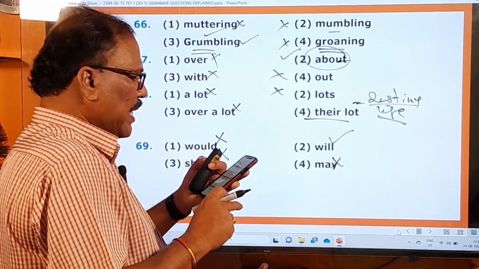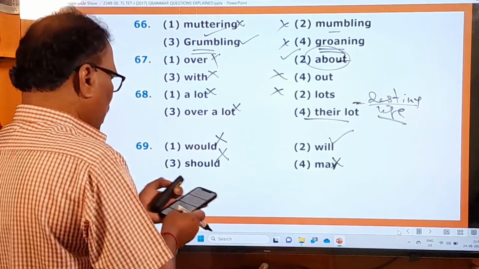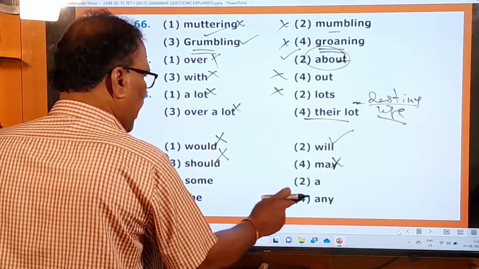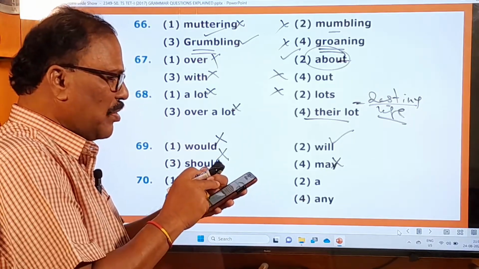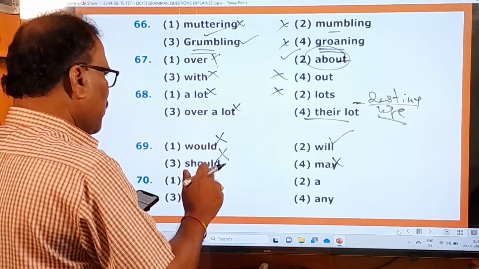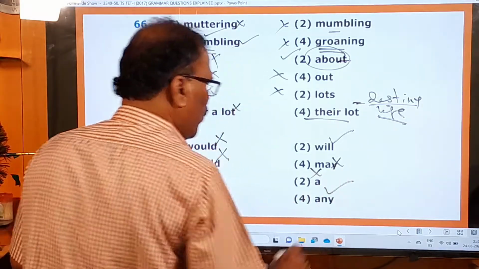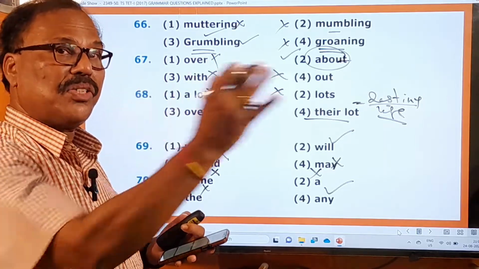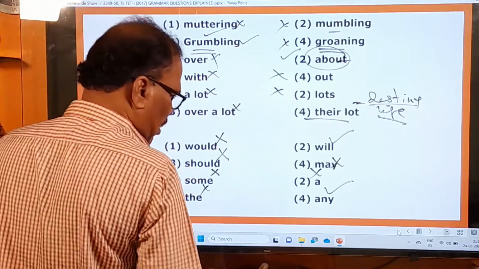Will never get any happiness out of life, or achieve dash success. What is there? Some success, a success, the success, any success. Dear test takers, in the previous sentence, never get any happiness, a negative statement is there. With a negative statement, you don't use some or a or the, you use only any. Any is always used with a negative statement or with an interrogative sentence. So these are the answers.